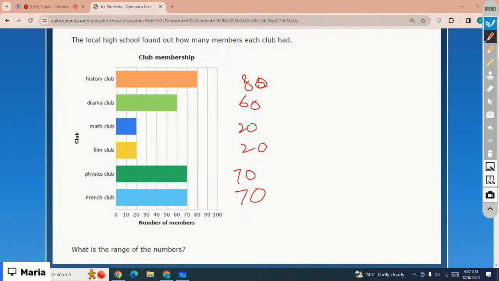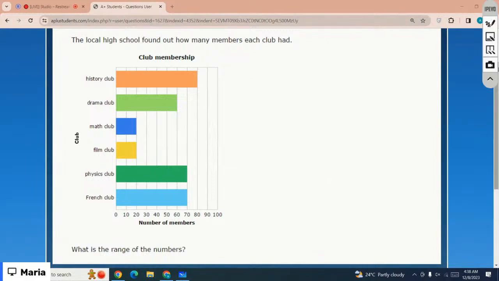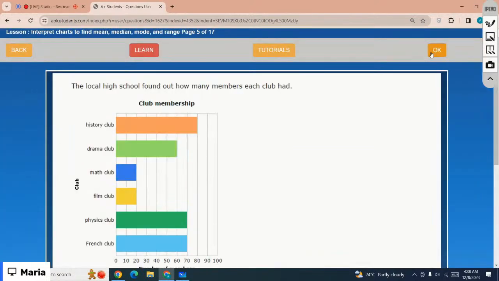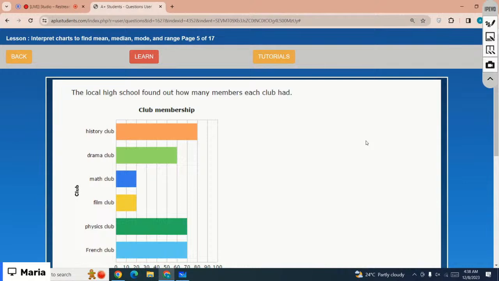Very good, everyone. All of them who answered what is mod. Very good. The range is the difference between the smallest and the largest value in a given data. So, what is the range? Yes, very good. That is 80 minus 20, and 80 minus 20 is 60. So, the correct option is 60. Very good. These are the students who are focused on the learning here.